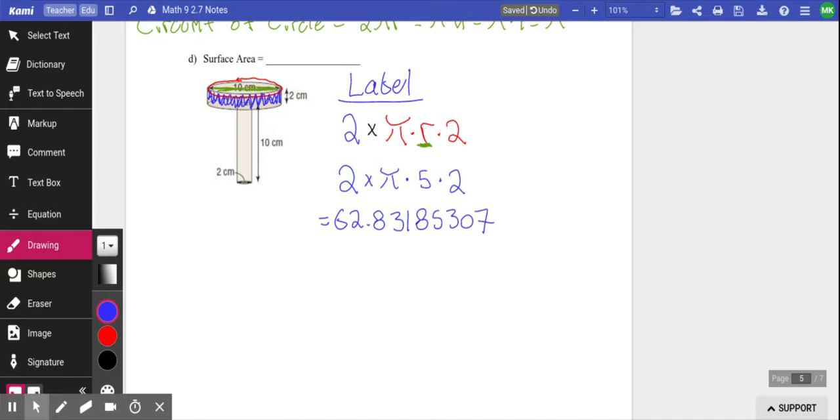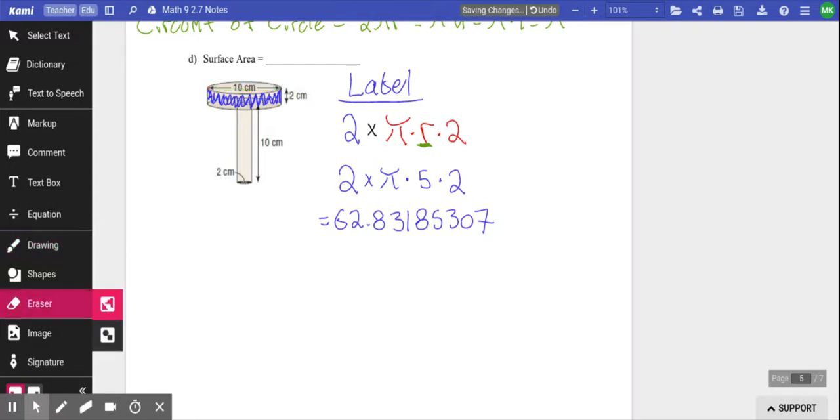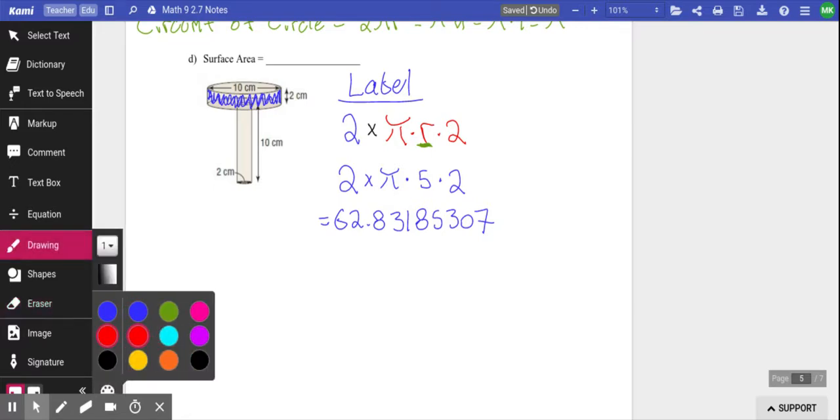Awesome. The next area that we're going to want to calculate is the circular top. Right? You're going to want to get this area up here. I'm going to highlight it in red. It's like the top of the can. It's that circle we have up there.